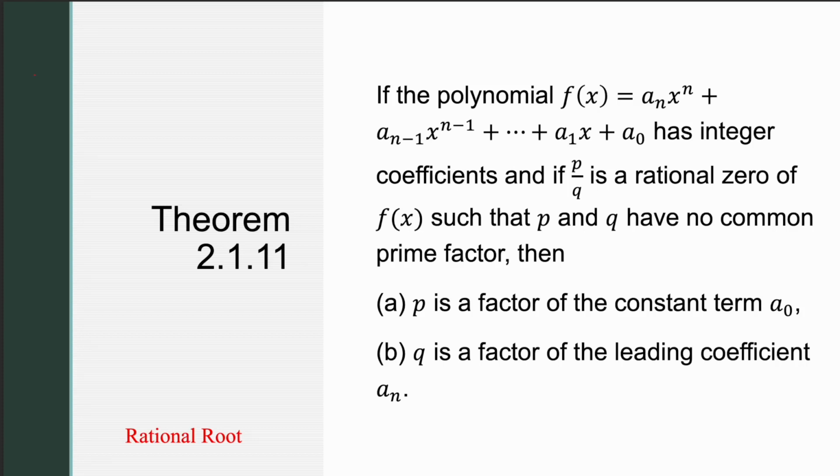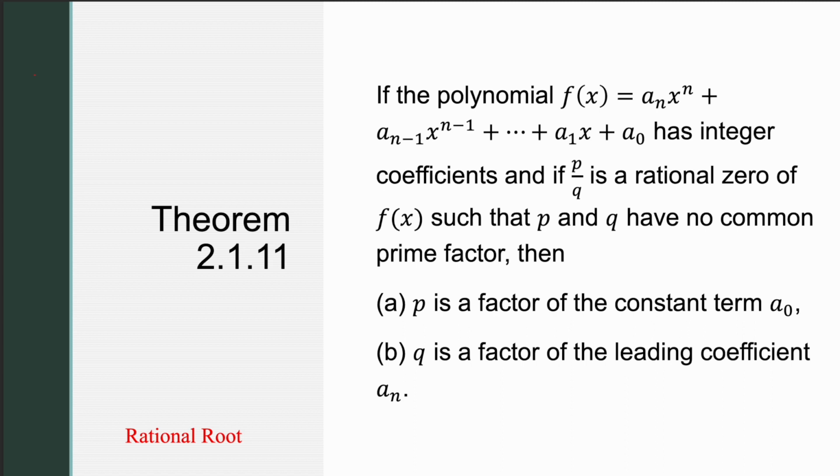The rational root theorem states that if the polynomial f of x equals a sub n x raised to n plus a sub n minus 1 x raised to n minus 1 plus up to plus a sub 1 x plus a sub 0 has integer coefficients, and if p over q is a rational zero of f of x such that p and q have no common prime factors, then p is a factor of the constant term a sub 0, that is your constant, and q is a factor of the leading coefficient a sub n.